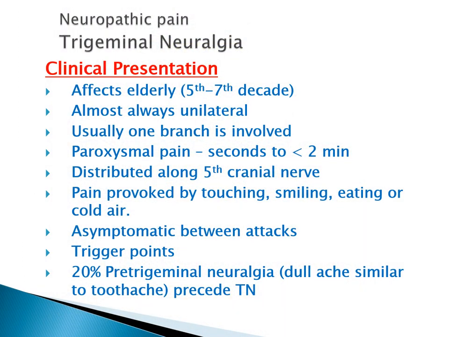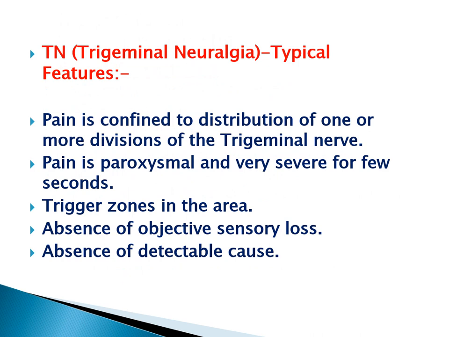Neuropathic pain. Trigeminal neuralgia clinical presentation: affects the elderly, 5th to 7th decade. Almost always unilateral. Usually one branch is involved. Paroxysmal pain, seconds to 2 minutes, distributed along the 5th cranial nerve. Pain provoked by touching, smiling, eating or cold air. Asymptomatic between attacks. Trigger points. 20% have pre-trigeminal neuralgia: dull ache similar to toothache, preceding TN.